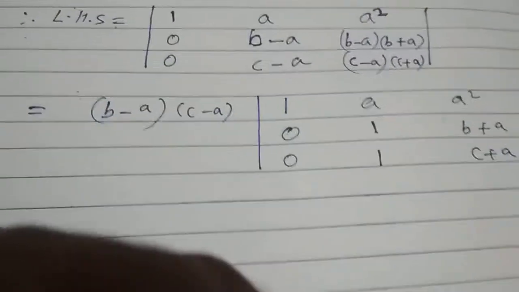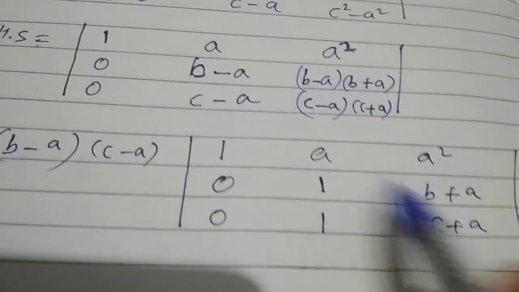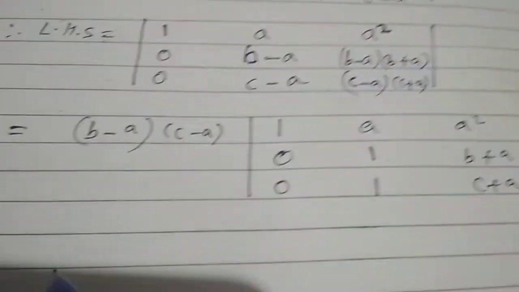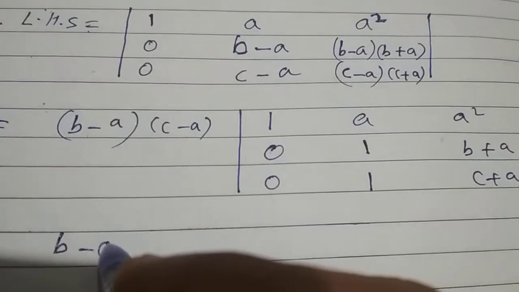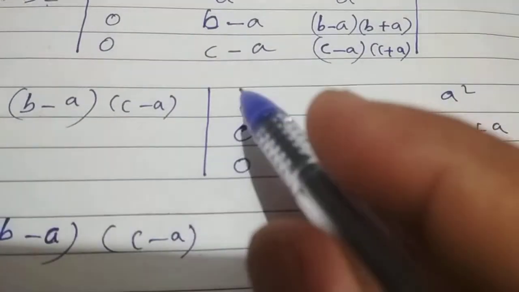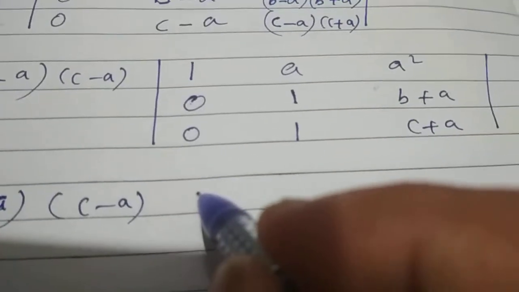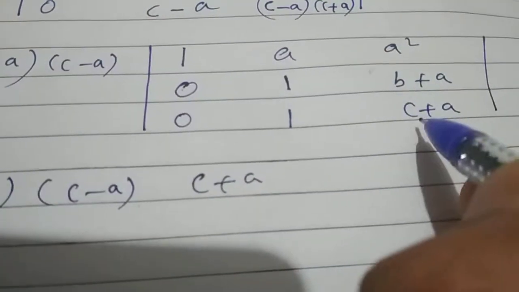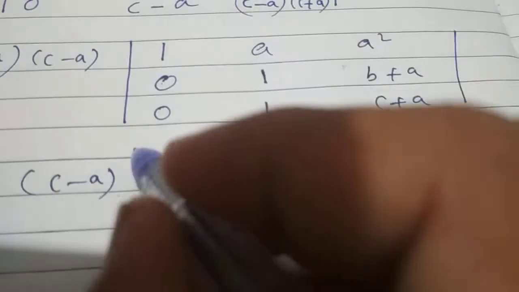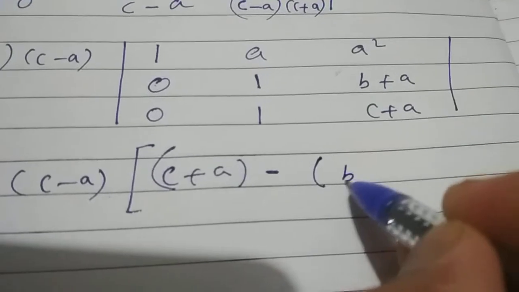Now if you want, you can expand the determinant, because the minimum number of elements criteria has already been obtained. I can expand along the first column, because only one minor determinant will be left. So let us expand and see whether we are getting the actual value or not. See, 1's determinant is this. So 1 into c minus a, that is c, 1 into c plus a, that is c plus a, minus b plus a into 1, that is bracket b plus a.